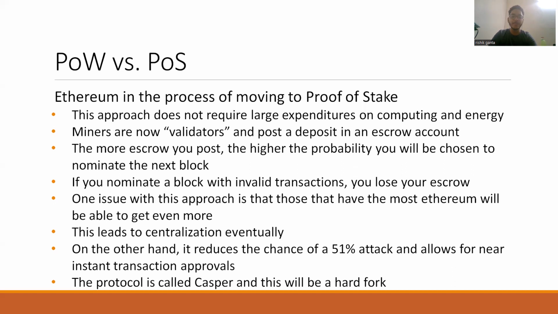One issue with this approach is that those that have the most Ethereum will be able to get even more and would eventually lead to centralization. On the other hand, it reduces the chance of a 51% attack and allows for near instant transaction approvals. The protocol used for proof of stake is called Casper and will be a hard fork.